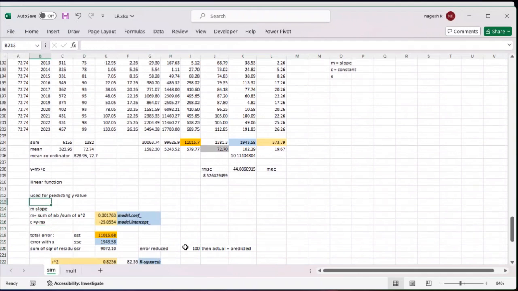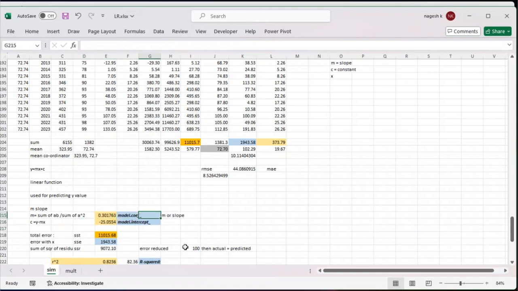M we got 0.301763. If you take the equation, c equals y minus mx, and m equals the sum of ab divided by the sum of a square. This is the formula. You can check it out for the slope of the line, or m. If we interpret this formula, we will get this value.